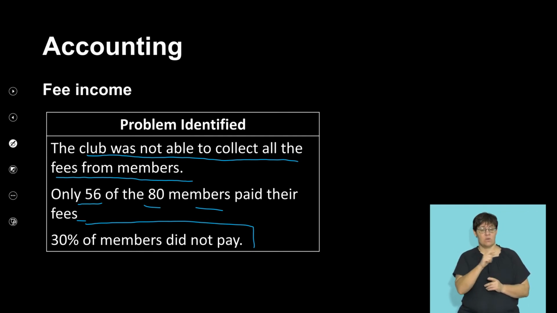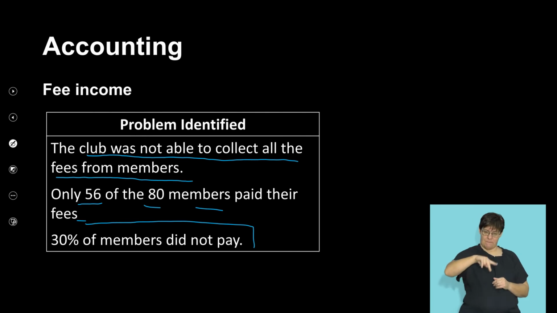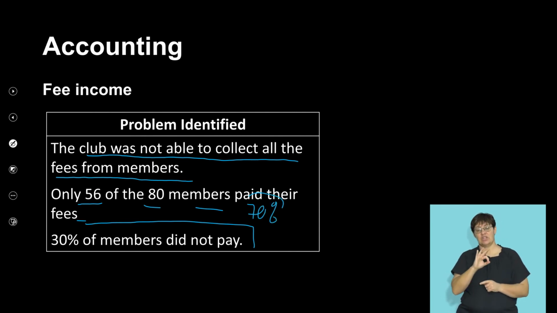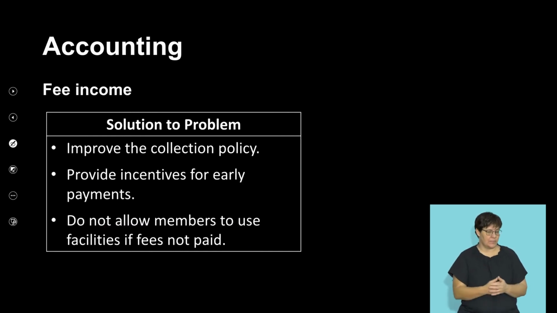So if you take 56 over 80, let's do that as well. So if you take 56 times 100 divided by 80, you can see that 70% of your members paid their fees, and clearly 30% of the members did not pay their fees, which is a concern, definitely a concern. Okay, now, what's the solution to our problem?